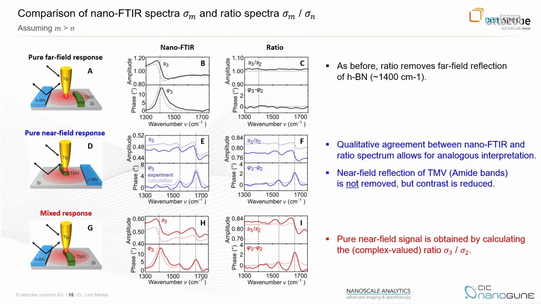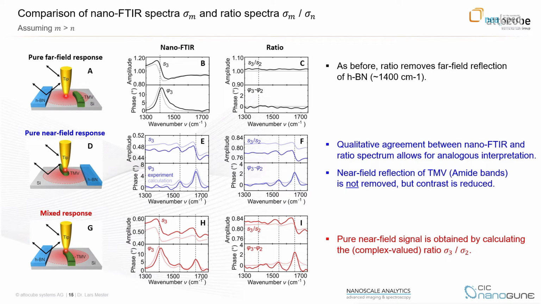Now, if we have a pure near field response, that means we illuminate via the substrate, we see the real spectrum of the TMV, which is just the amide I and amide II bands in this case. And very nicely, when calculating the ratio, the spectrum looks the same. So the peaks are the same, the shape is the same in amplitude and phase. So we can interpret them analogously to the nano-FTIR spectra. Now I have to admit the contrast is a bit reduced. That's the drawback of the technique. You lose some contrast, but you get more pure near fields.